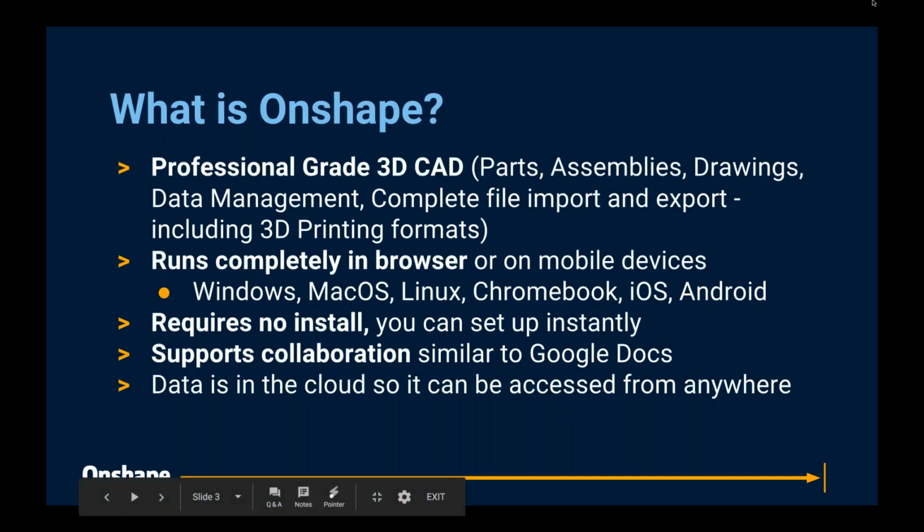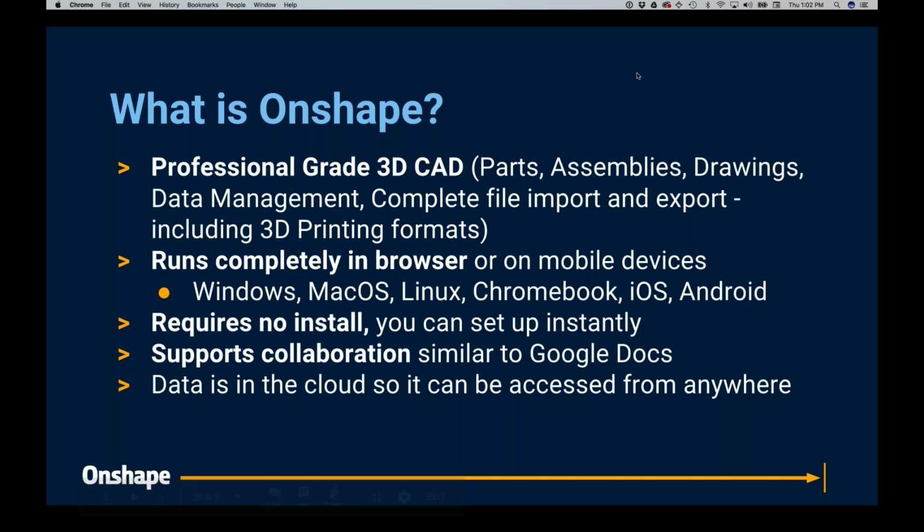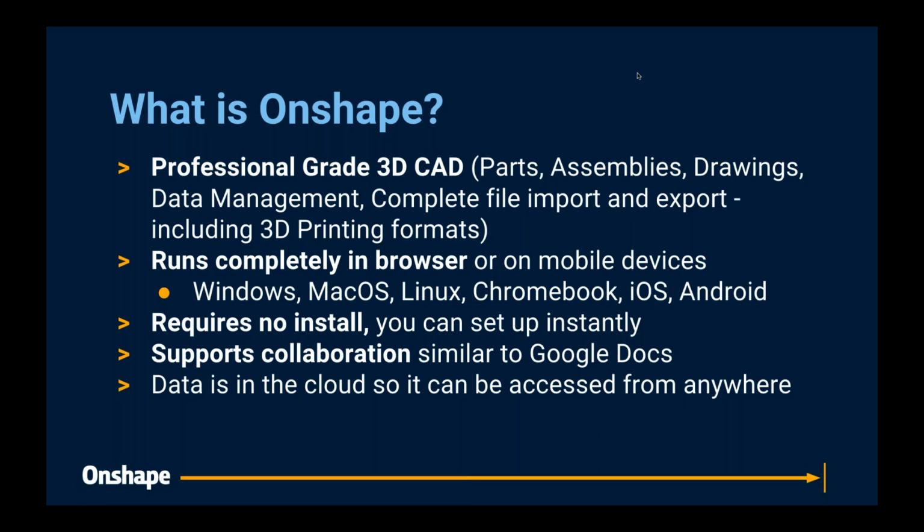The first thing I want to cover is, what is Onshape? So Onshape is a professional 3D CAD tool. And with 3D CAD, we mean you can create parts, assemblies, drawings. It also has data management built in. This is the same tool, even though there's free versions and many high schools are using Onshape. It's the same tool that many professional companies are using for professional manufacturing and design. We have complete file import and export. Many of the first questions we get asked is, can you 3D print from Onshape? And the answer, of course, is yes. And we can show you some of that today.